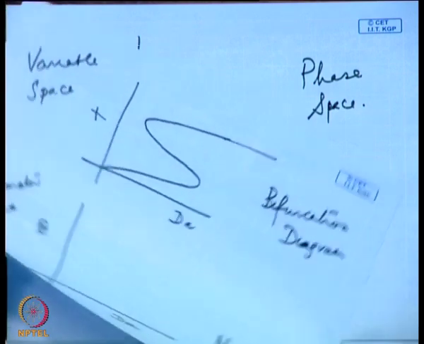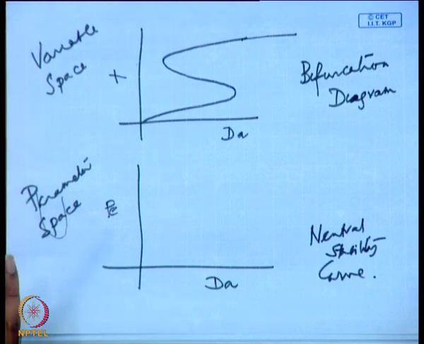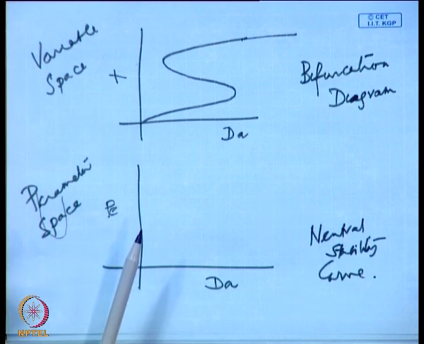Okay. And this is something that is important for you to understand, that although I explained it before, you necessarily draw the neutral stability curve in the parameter space and not in the variable space or the phase space. The reason you do that is because you are not interested in what the value of the variable is going to be, you are interested in what parameter you should operate your reactor in.